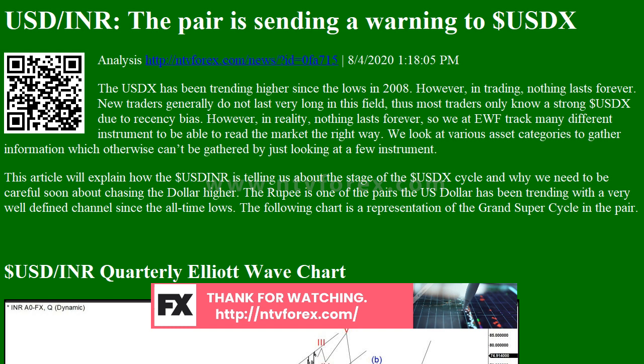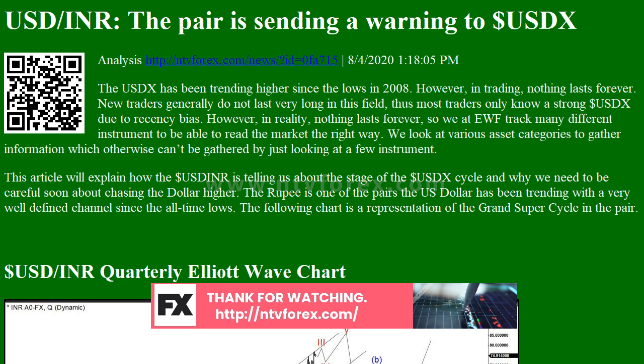The US dollar has been trending within a very well-defined channel since the all-time lows. The following chart is a representation of the grand super cycle in the pair. $USDINR quarterly Elliott wave chart. As we can see in the above chart, the advance has a very well-defined channel. Channels are one of the best tools in the Elliott wave theory. We can use a channel to define an impulse as well as the subdivision of an impulse within the main cycle.